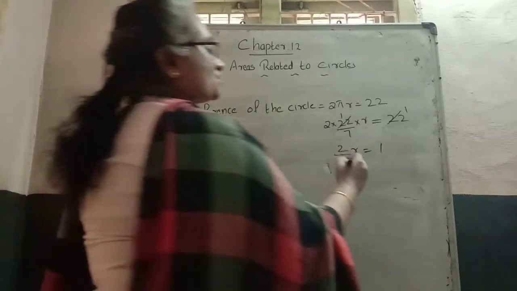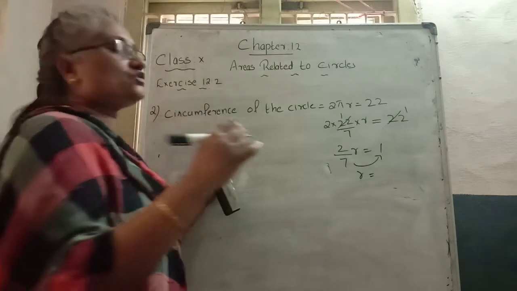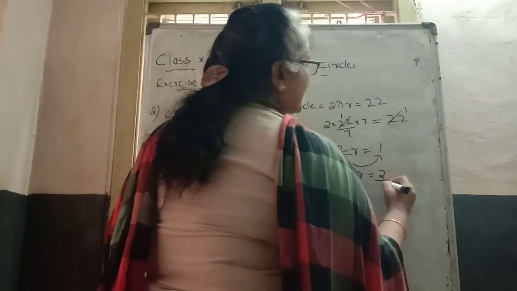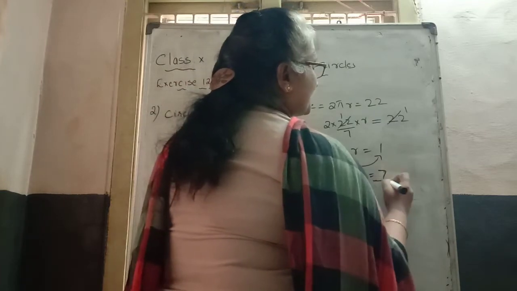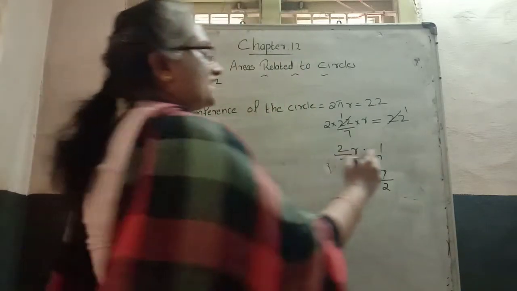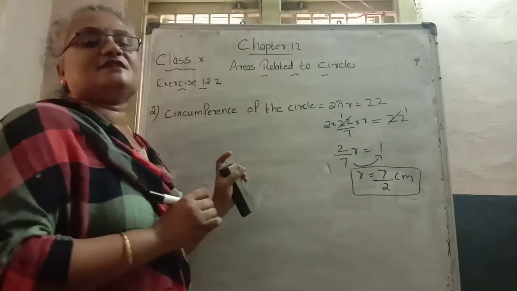So how do we write the r value? 2 by 7. A fraction goes to the opposite side by taking the reciprocal. The reciprocal is 7 by 2. So the r value becomes 7 by 2 centimeter.